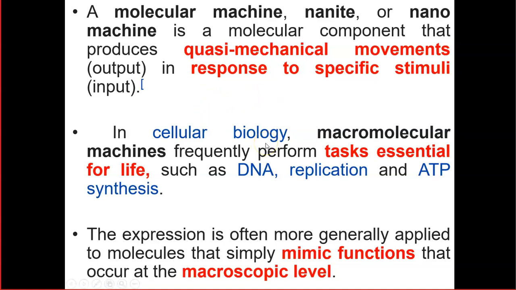In cellular biology, macromolecular machines frequently perform tasks essential for life, such as DNA replication and ATP synthesis. So biological applications are there which can save life, which can change the life of human beings, which can act at the DNA level. The expression is often more generally applied to molecules that simply mimic functions that occur at the microscopic level. As I told you, molecular means very small, tiny, at the molecular level, so they produce tiny functions.